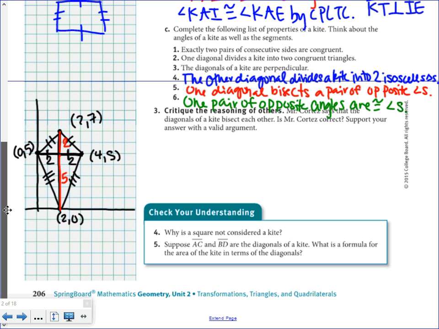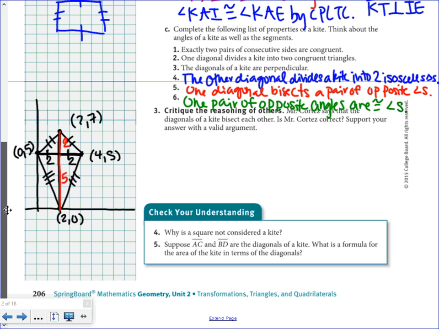Any of the properties that a square has that a kite does not would classify as an option for why it's not considered a kite. You would not want to say a square has 4 sides, because a kite also has 4 sides. So that would not be a reason for number 4. You'd want to pick something that a square has that a kite does not have, or vice versa.